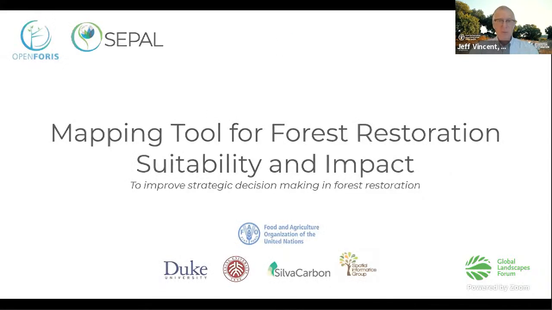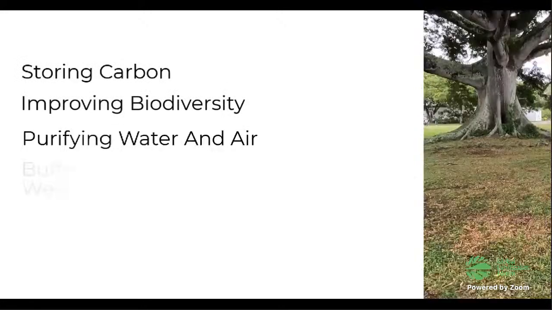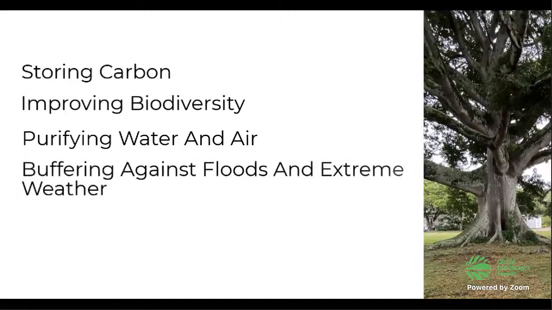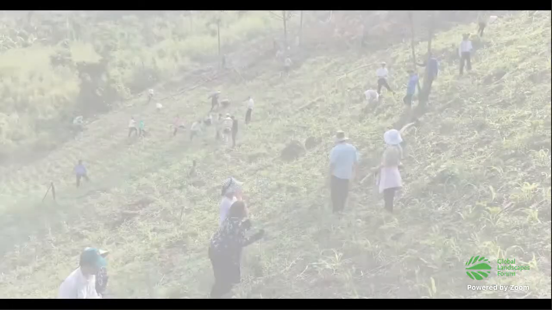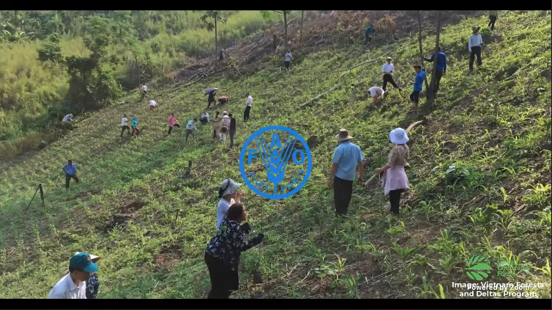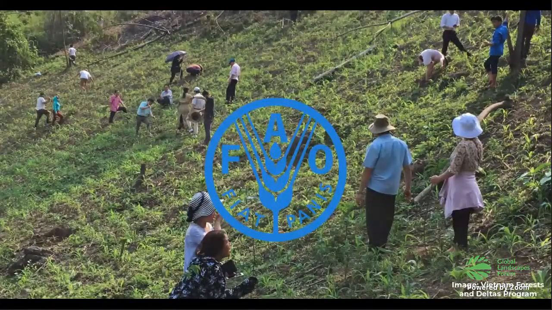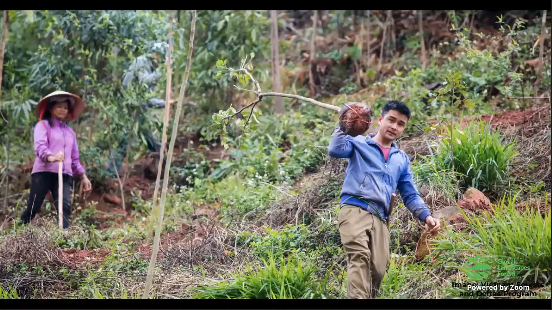Forests help people and the planet, while restoring these landscapes offers profound benefits. Storing carbon, improving biodiversity, purifying water and air, buffering against floods and extreme weather, and providing people with food and other resources. The restoration of degraded forests presents an unprecedented opportunity to improve the lives and livelihoods of people around the world. A new planning tool from the Food and Agriculture Organization of the United Nations helps countries and restoration actors grasp that opportunity. The tool is adaptive, customizable, and open source.